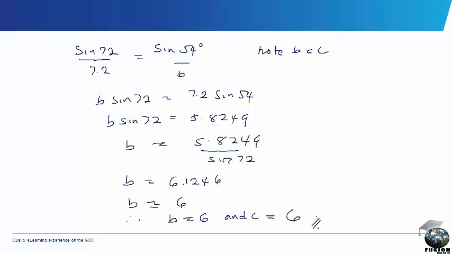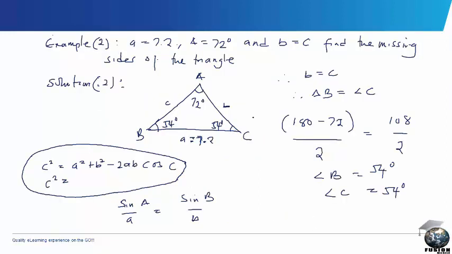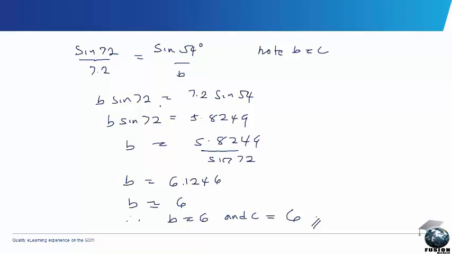So this gives us the missing sides: b is equal to 6 and c is equal to 6. I think you should note that two sides that are equal will have equal angles too. We shall end the class here.